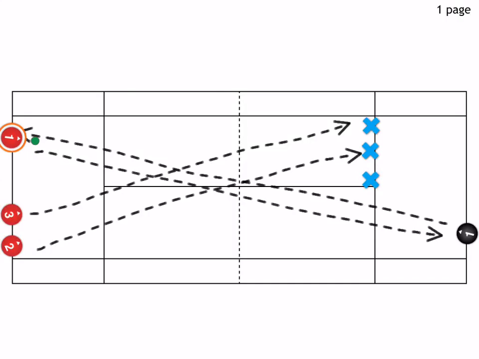And then one player rallies with the coach on the other side, cross court. And the servers change places with the player rallying with the coach every time they hit one of the markers.